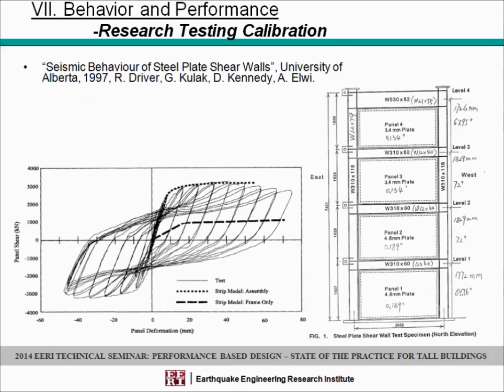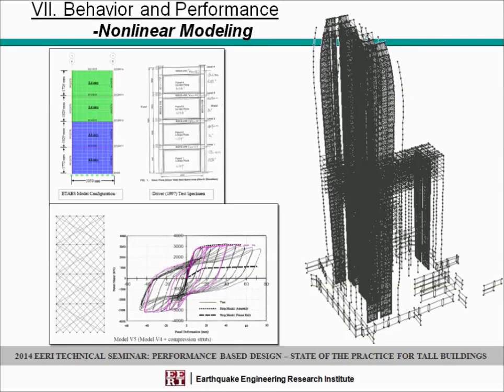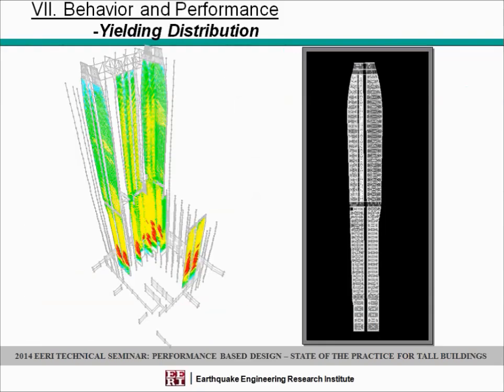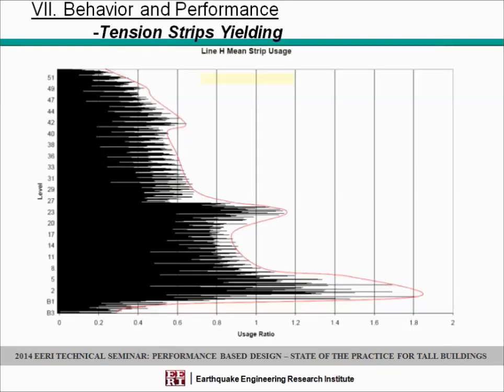Then we get into from research testing to calibration of models, and the entire model tried to use the published data from recent documents. Here it gets into the modeling of the diagonal strips into many components, and it following the AISC 341. This is the key thing here. You see the yellow, which is initial yielding. The red is considerable yielding. How the system really has very high usability in the nonlinear domain.